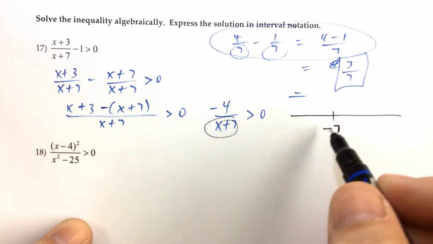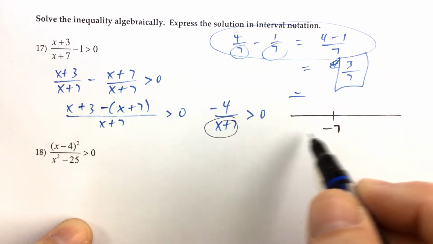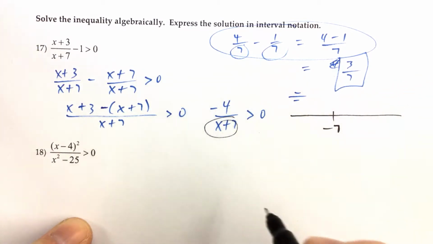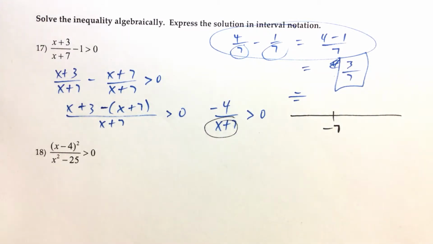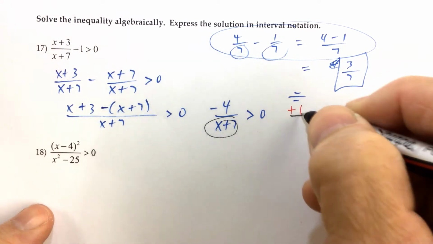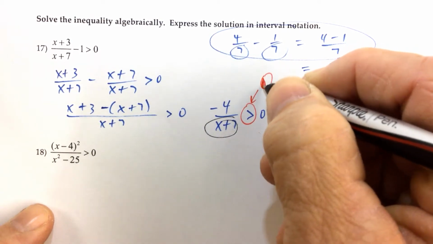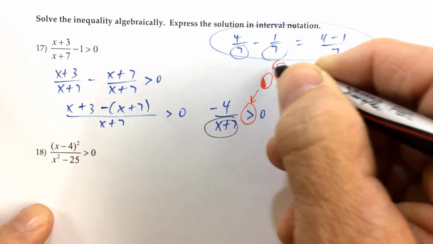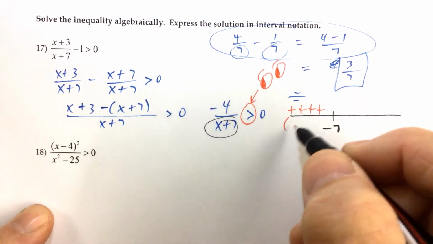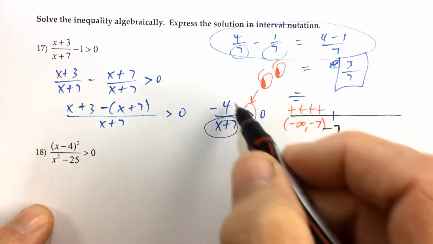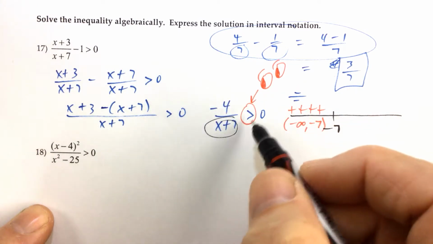The denominator to the left of negative 7, so negative 8, negative 9, negative 10, you can see is going to be negative. So therefore, the fraction's value is always going to be positive. Positive is a good thing. So all these real numbers from negative infinity to negative 7 are going to make the left side positive, and that's what we want.